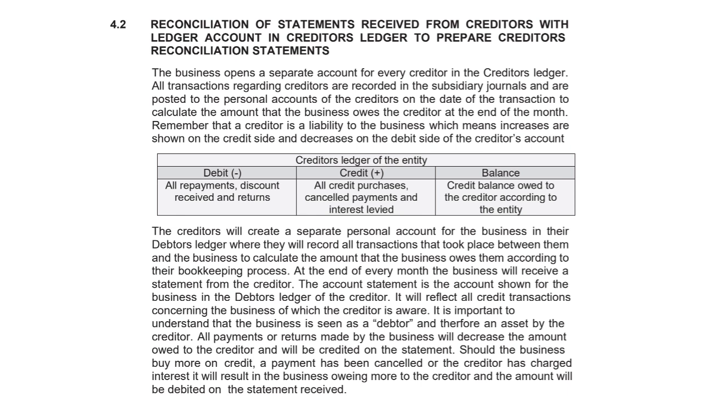It reflects all credit transactions concerning the business of which the creditor is aware. It is important to understand that the business is seen as a debtor and therefore an asset by the creditor. All payments or returns made by the business will decrease the amount owed to the creditor and will be credited on the statement. Should the business buy more on credit, a payment has been cancelled, or the creditor has charged interest, it will result in the business owing more to the creditor and the amount will be debited on the statement received.